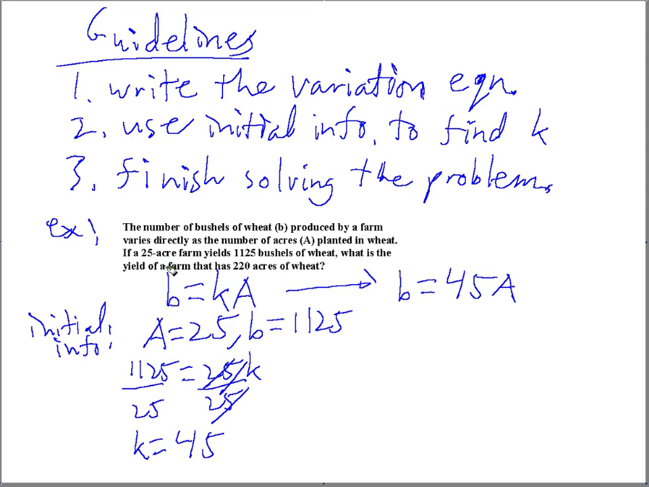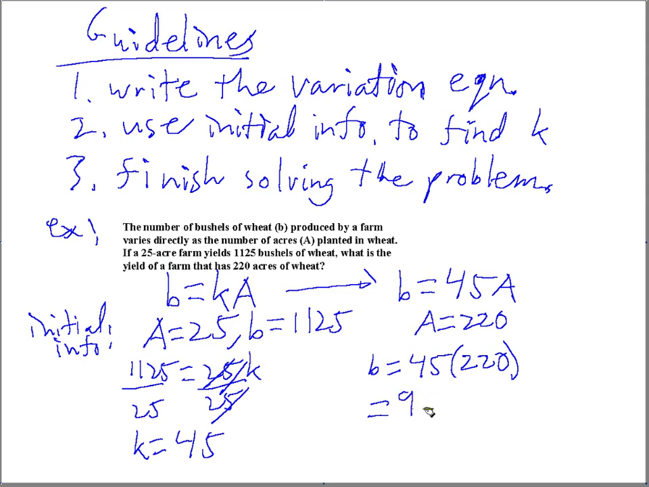The question is what? What is the yield of a farm that has 220 acres of wheat? So again, 25 acres gives you 1,125 bushels of wheat. Now we have 220 acres of wheat. So my A, so we're solving the problem now. 220, right? That's the acreage. Let's plug it in to get B. So that's not hard at all. So the number of bushels of wheat that we have is going to be 45 times the 220. All right, so final answer is going to be, punch the calculator, 9,900 bushels of wheat.